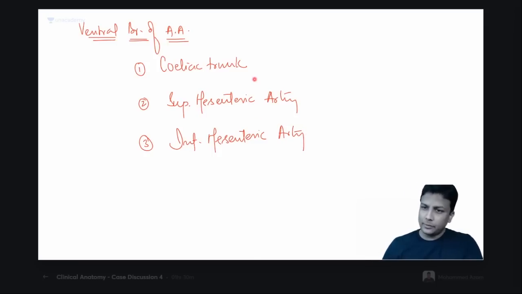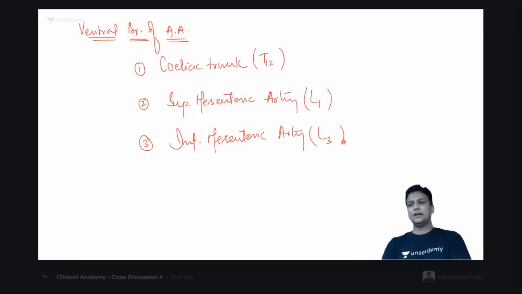Now, first you have to remember the levels at which they are given. Remember, the celiac trunk is given at the level of T12. Superior mesenteric artery is given at the level of L1. And finally, the inferior mesenteric artery is given at the level of L3, guys. So celiac trunk at T12, superior mesenteric artery at L1, and inferior mesenteric artery at L3. I hope you're comfortable with this one.